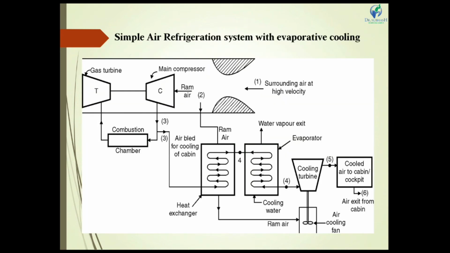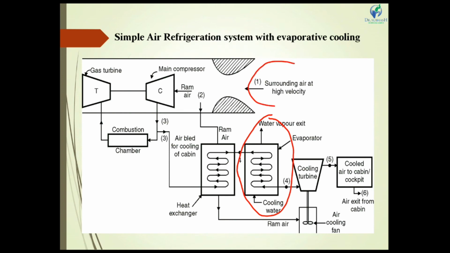Next, we will look at the simple air refrigeration system with evaporative cooling. One component is added to the previous cycle: only one component, an evaporator, to give additional cooling. The cycle is called the simple air refrigeration system with evaporative cooling. All the parameters and working substance principles are the same. We only add one evaporator in the cycle process.